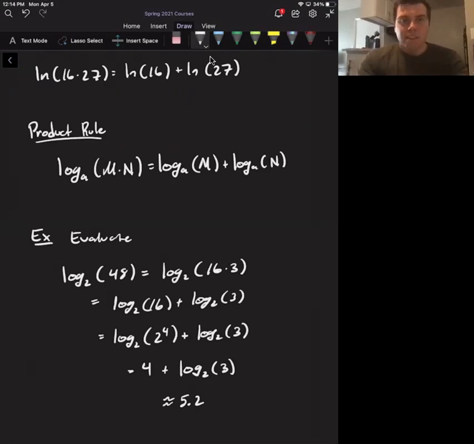All right, I hope this was instructive. The next rules we'll look at are the quotient rules and then the change of base formulas.